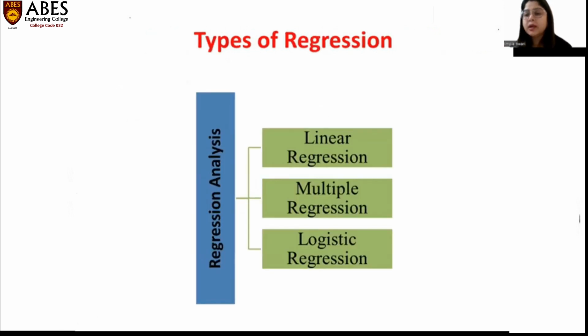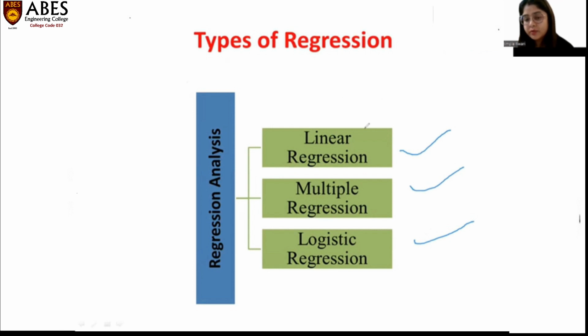So what are the different types of regression? There are multiple types of regression modeling, but these three are the major categories of regression. First is linear regression. Second is multiple regression. And third is logistic regression.